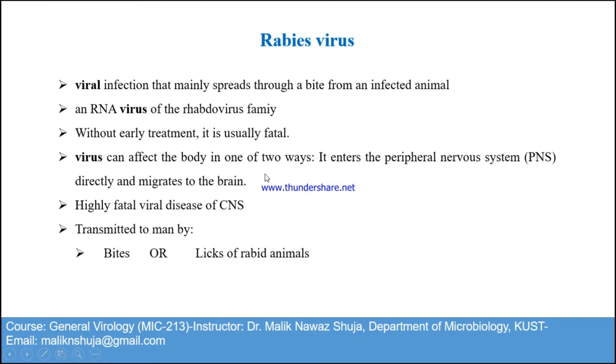The virus can affect the body in one or two ways. Basically, this virus enters the peripheral nervous system and directly migrates to the brain. Once it goes to the brain, it controls the central nervous system and replicates there, and then it controls the kidneys, eyes, and other glands of the human system. So it basically controls the nervous system of human beings. The virus is usually transmitted by the bite or lick of rabid dogs.